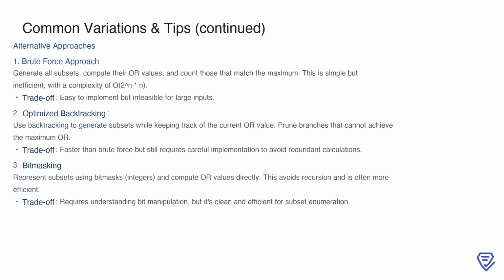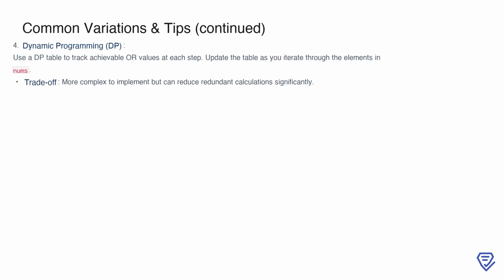Another powerful method is bit masking, where subsets are represented as integers, and OR values are computed directly. This avoids recursion and is often more efficient. However, bit masking requires a solid understanding of bit manipulation, making it a clean but slightly more advanced technique for subset enumeration. Dynamic programming, or DP, offers another alternative for solving this problem.